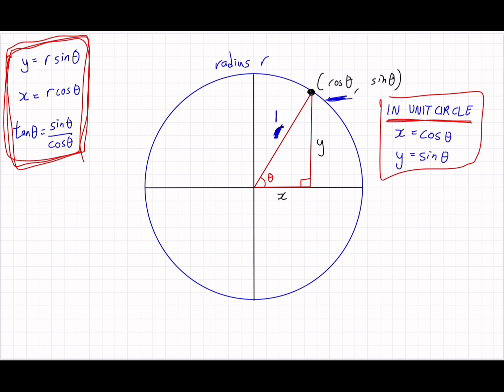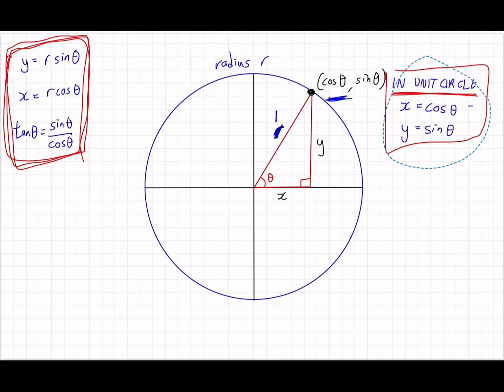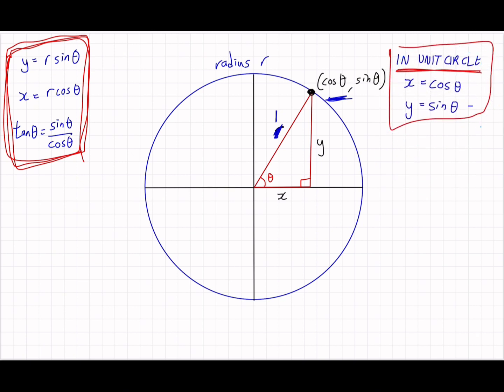Cosine theta, comma, sine theta, and then let me move this down a bit. So X equals cosine theta, Y equals sine theta. Now what we want to do is try to draw the graphs of cosine theta and sine theta. So I'll take my drawing over to the next page.